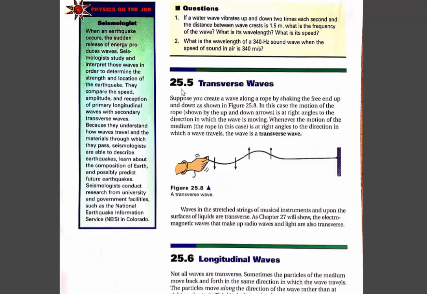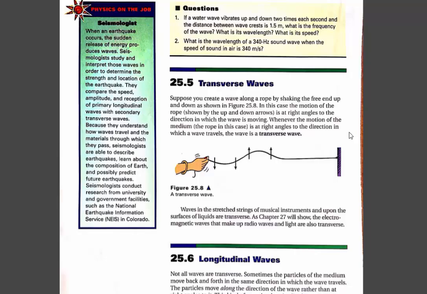Section 25.5, transverse waves. Suppose you create a wave along a rope by shaking the free end up and down as shown in figure 25.8. In this case, the motion of the rope, shown by the up and down arrows, is at right angles to the direction in which the wave is moving.